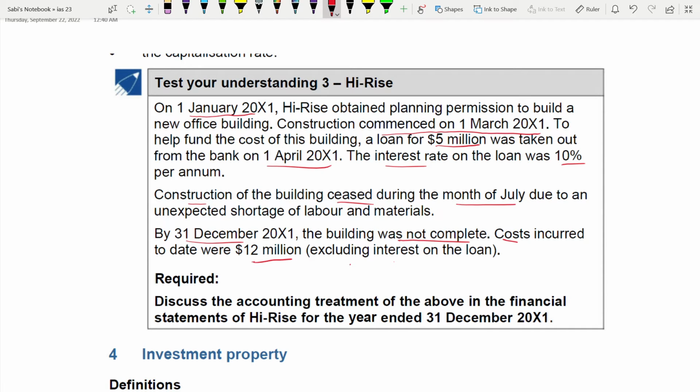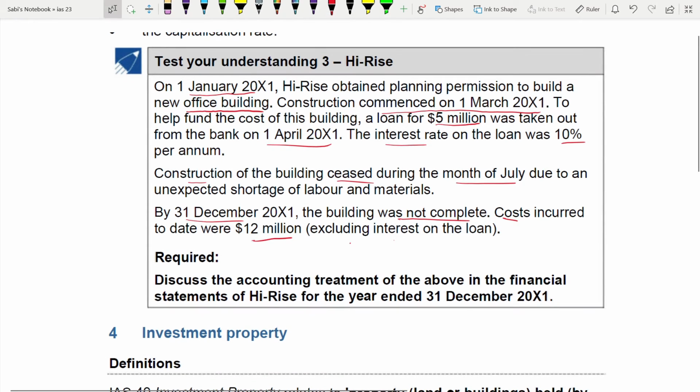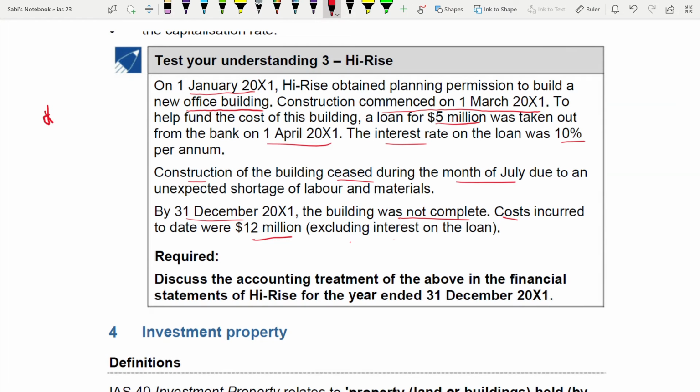First, you need to understand, don't start capitalizing. You have to understand which type of asset it is, because you can only capitalize for a qualifying asset. So first see the asset. Is it a qualifying asset? What type of asset is it? We are getting a planning permission to build a new office building. See, office building, this is a qualifying asset. I will put a star mark.